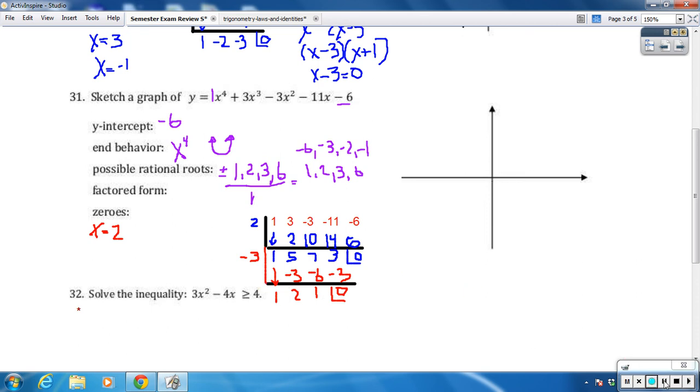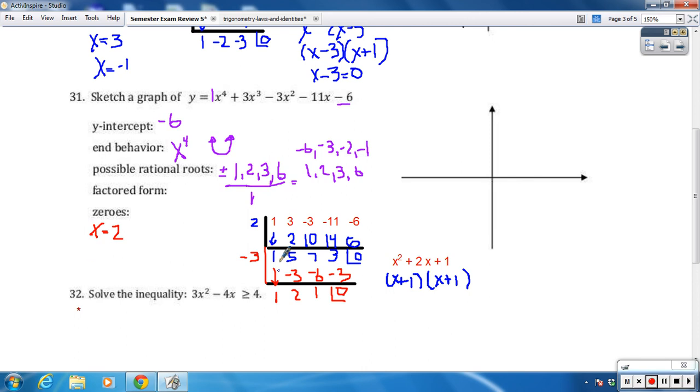That's a quadratic. Okay, so the quadratic is going to be x squared plus 2x plus 1, and I can factor that. Factors that multiply to 1 and add to give me 2, that means they're both going to be 1. 1 times 1 is 1, 1 plus 1 is 2, so I get x plus 1 and x plus 1.